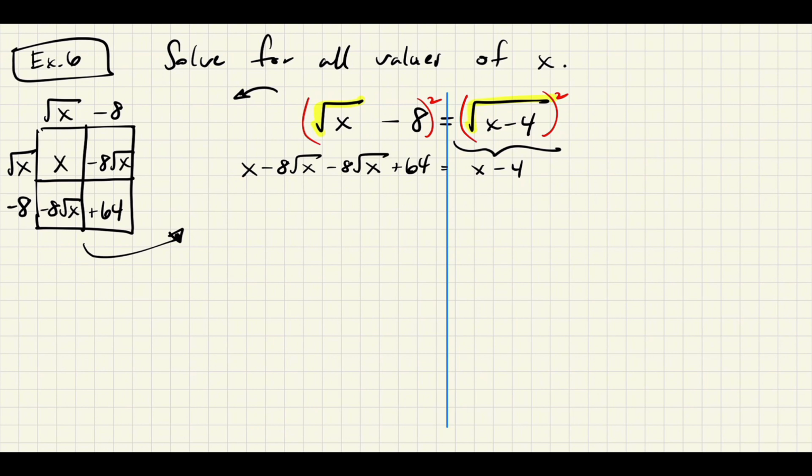I got roots here. They're both like terms, so I can combine like terms here. When we're adding or subtracting, remember we only add the numbers in front. So -16 square root of x.